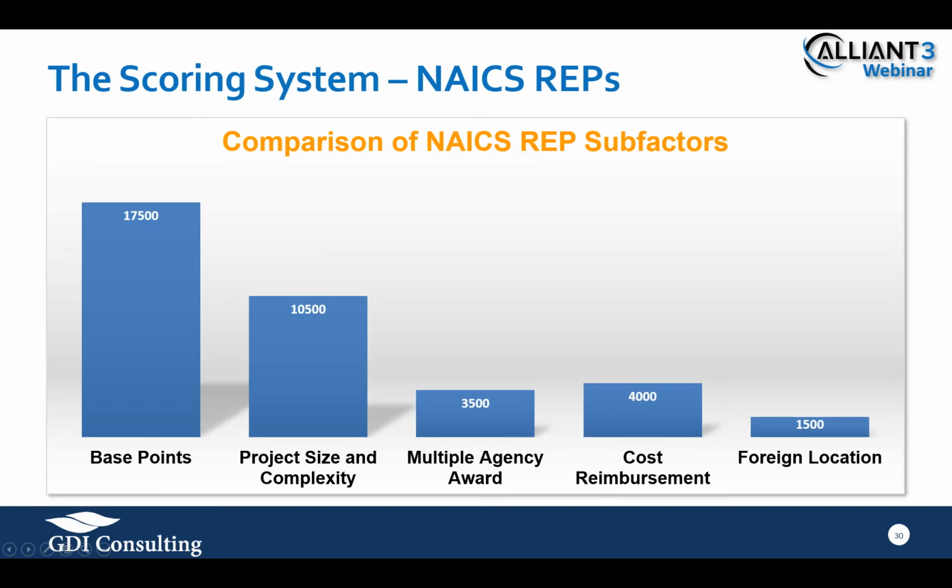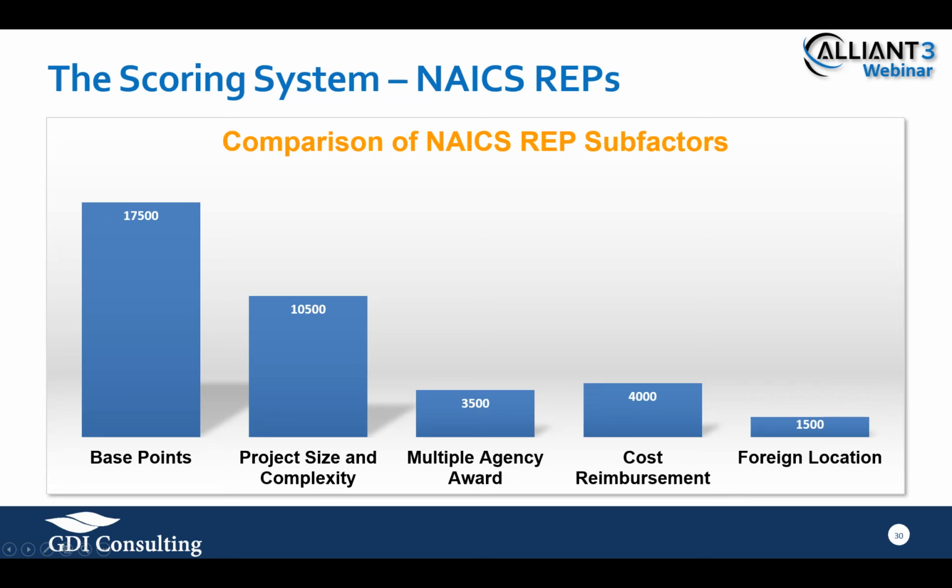So this is a view of the points that you get, and you can see that the base point, or they call it the NAICS points, 17,500 is the most important, and then project size and complexity comes after that, 10,500 points, and then the others are much smaller. Multiple agency award 3,500, cost reimbursement 4,000, and foreign location 1,500. So this is how these sub-factors compare to each other. This is under the NAICS rep. This is the main factor, and these are the 5 sub-factors under that.